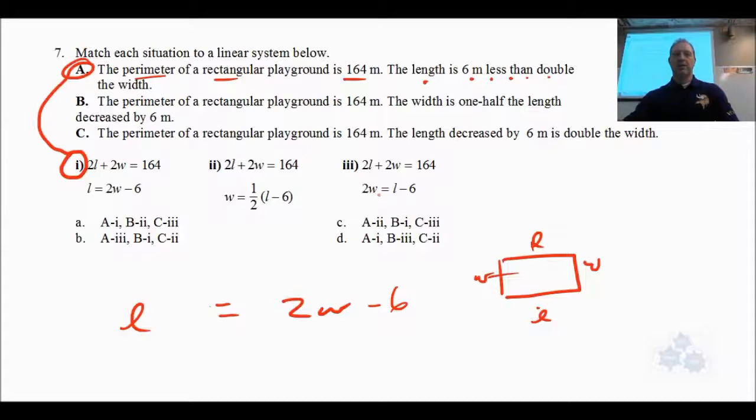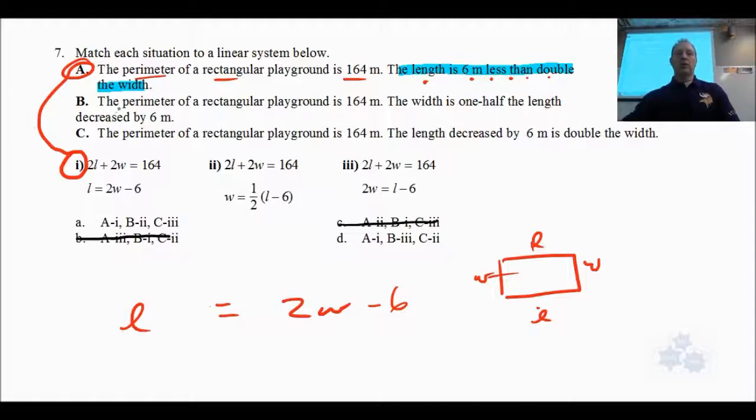Does everybody see that? And once again, this is super important. The length is 6 meters less than double the width. This is not L minus 6 equals 2W. It actually isn't, because the length is less than double the width. So that means that you have to add 6 over here, or you have to subtract 6 from the bigger one. Does that make sense? Okay, so A goes with 1. So if you're writing this test, you're going not B, not C. Get rid of those right away.